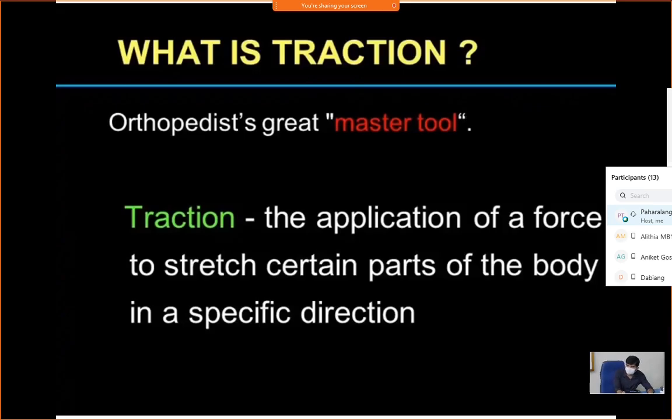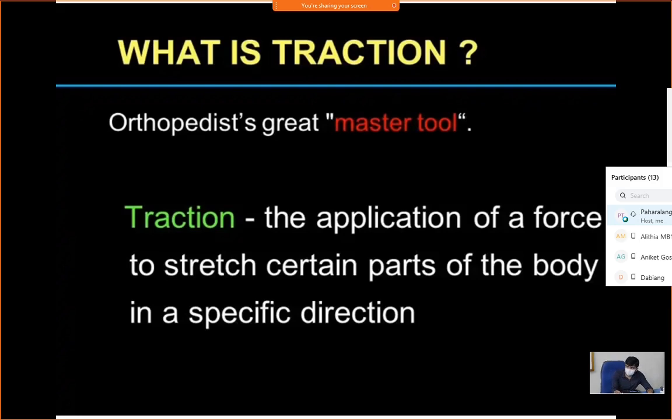What is traction? Orthopedists' great master tool. See, previously we used to treat most of the patients, 99% of the patients, with plaster and traction only. Now, with the advance of orthopedics, we are doing surgeries very often, but still, without traction orthopedics, there is no existence of orthopedics. So this is called a master tool of orthopedics.